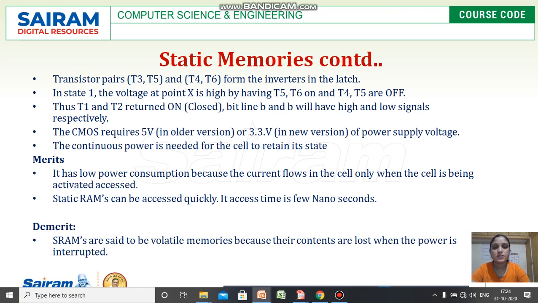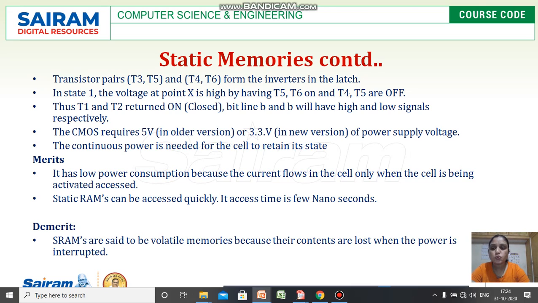Hello students, this is the third video of our third module, and in the last video I was explaining the static memory, static RAM memories. In static RAM memories I was explaining the CMOS cells. So we'll see the merits and demerits in this video, and then move to the DRAM or dynamic RAM memories.